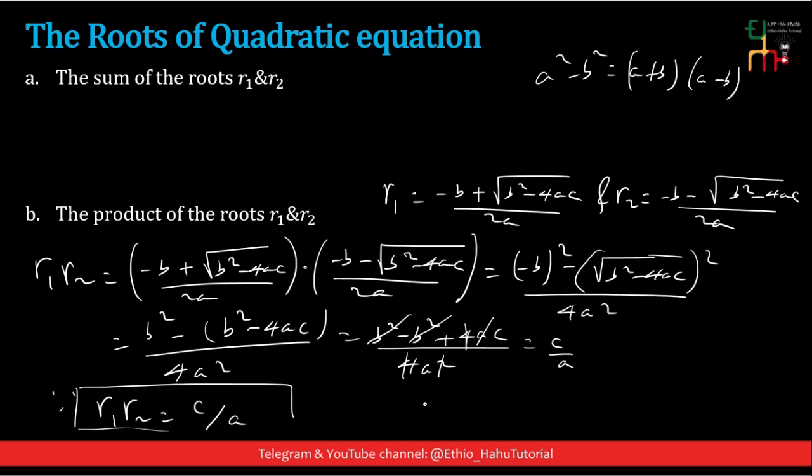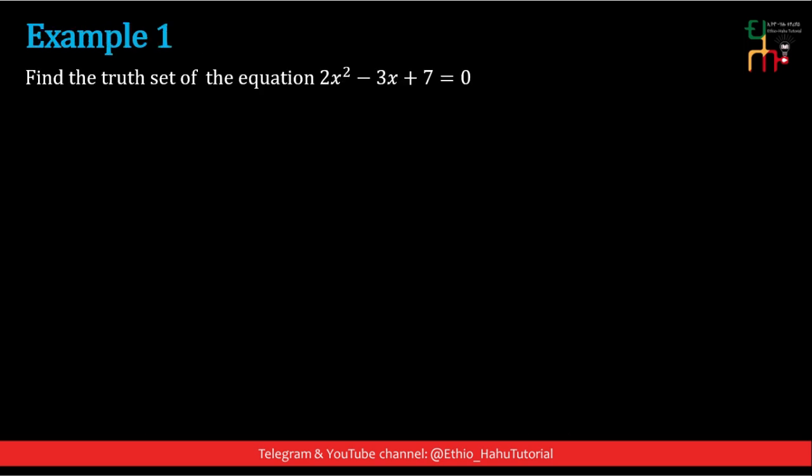In general, r1 plus r2 is equal to minus b over a, whereas r1 times r2 is equal to c over a, where a, b, and c are constants. Having seen this, let's do example 1. Find the true set of the quadratic equation 2x squared minus 3x plus 7 is equal to 0.